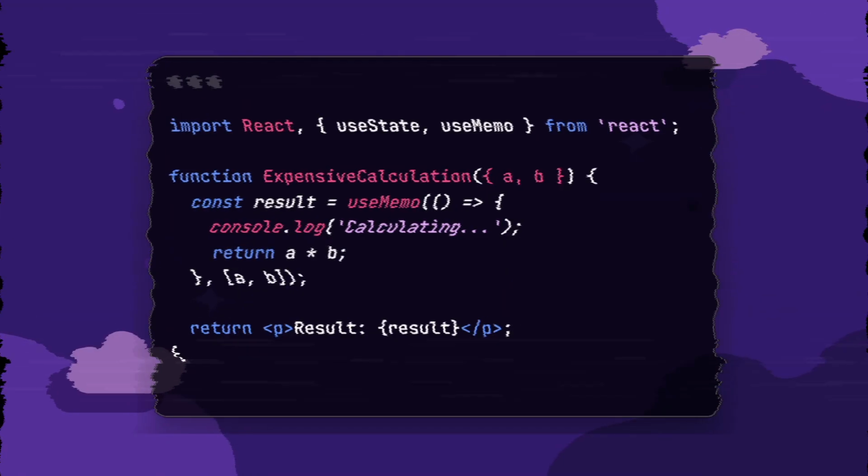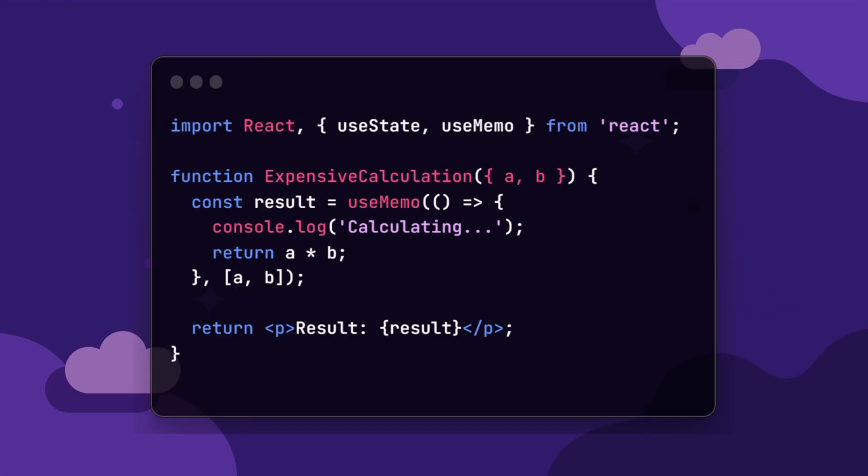function changes. The useMemo hook allows you to memoize a value so that it's only recomputed when its dependencies change. This can help improve performance by preventing unnecessary recomputations. In this example, we define an expensive calculation component that takes two props, A and B. We use the useMemo hook to memoize the result of the calculation so that it's only recomputed when A or B changes.